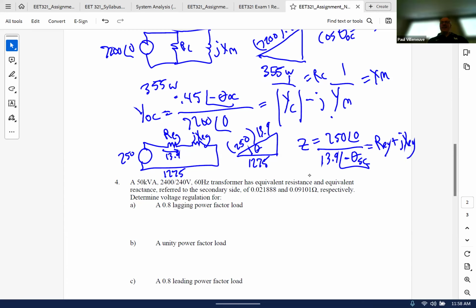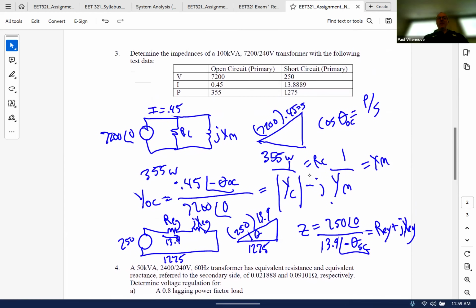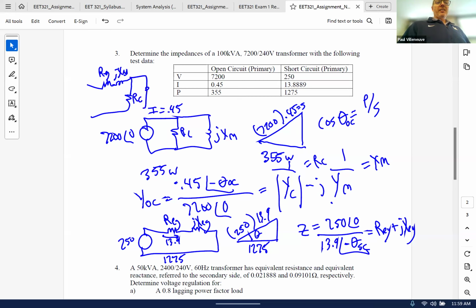And once I have that, the only thing I need to do now is look and see, well, both of these tests are on the primary winding. So if I draw my equivalent circuit, I have my R equivalent, jX equivalent, R sub C, jXM, and then my transformer is shown here, and this is the 7,200 side, and this is the 240 volt side. That's the equivalent circuit.